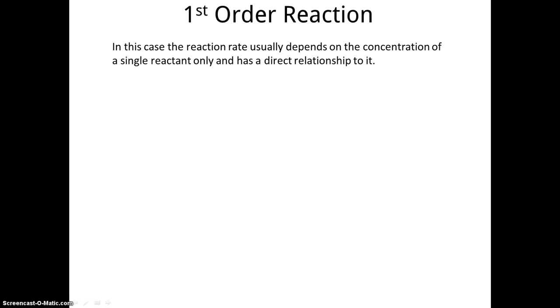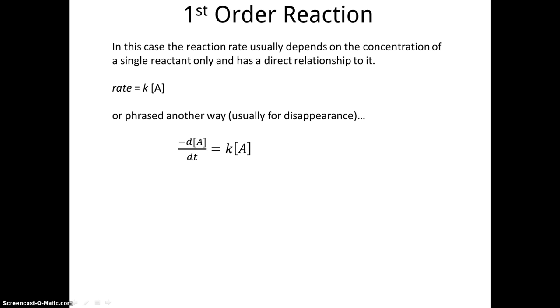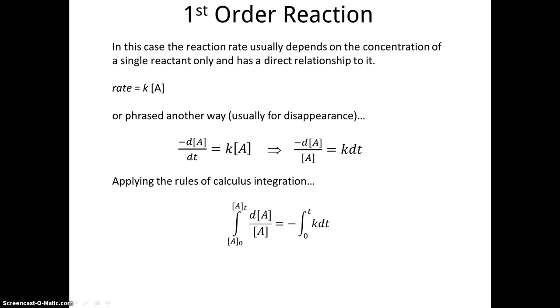For a first order reaction, this will be some reaction that's dependent only on the concentration of a single thing, and there'll be a direct relationship to it. Mathematically, this says that the rate is equal to the rate constant times the concentration of some participant in the reactant. When we look at this for disappearance, we can say that the rate of disappearance of A, or negative dA/dt, equals k times the concentration of A. We know this already. We've written these for first order reactions already. We're going to translate this and rearrange to gather like terms so that we have negative dA over A equals k dt.